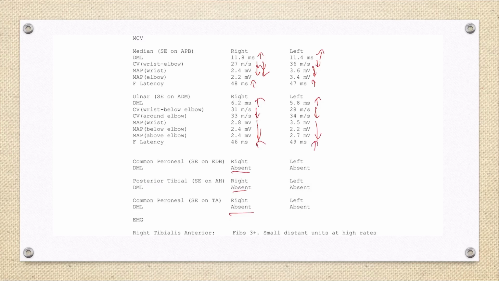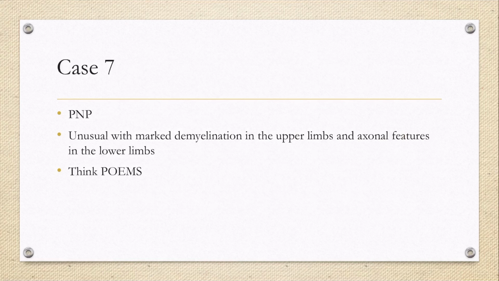And in this scenario we're just going to show you some EMG. Was there absolutely nothing going on in the tibialis anterior? Actually, when we do an EMG on that, we can see a fair bit of fibrillation and small units at high rates, quite a hallmark of a severe neuropathic process going on, and there's a fair bit of demyelination going on here as well.